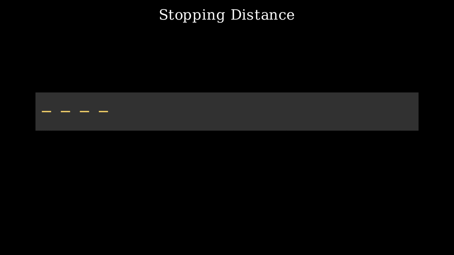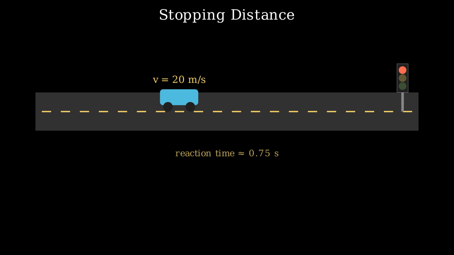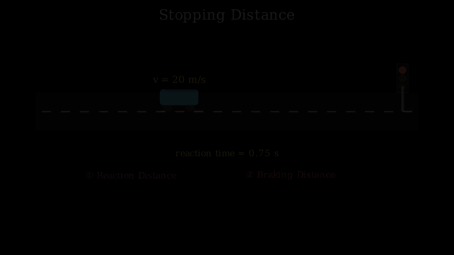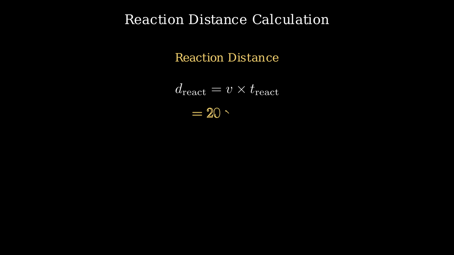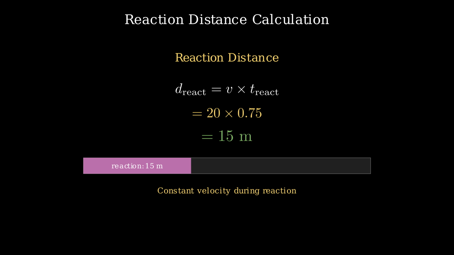You're driving at 20 meters per second when you see a red traffic light ahead. Your brain takes time to react, then you brake. The total stopping distance has two parts, the reaction distance and the braking distance. During the reaction time of 0.75 seconds, the car continues at constant velocity. At 20 meters per second, the reaction distance is 0.75 seconds times 20 meters per second, which is 15 meters.